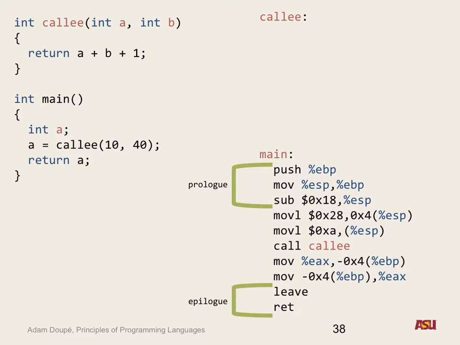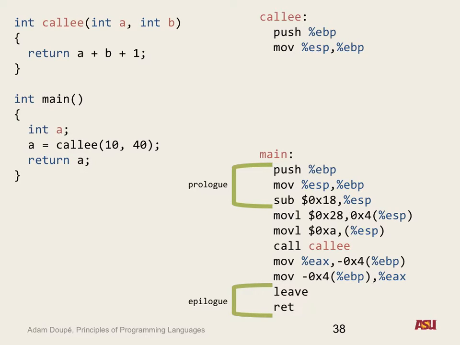And then above that, what is it? The parameters, which is in this case what? 10 and 40. In which order? 10 and 40. Yeah. So then the very first thing we do is push EBP. Right? So now we have saved EBP, saved EIP, 10, 40.